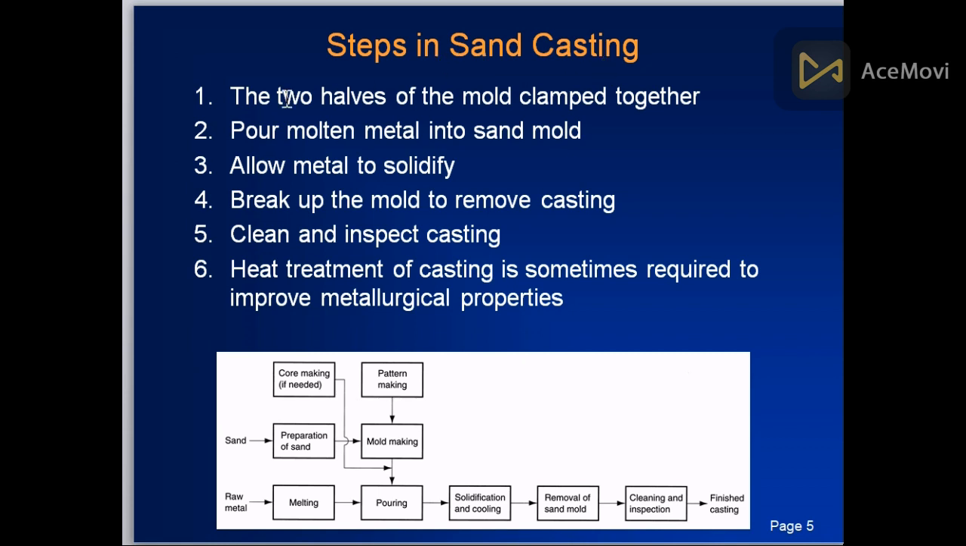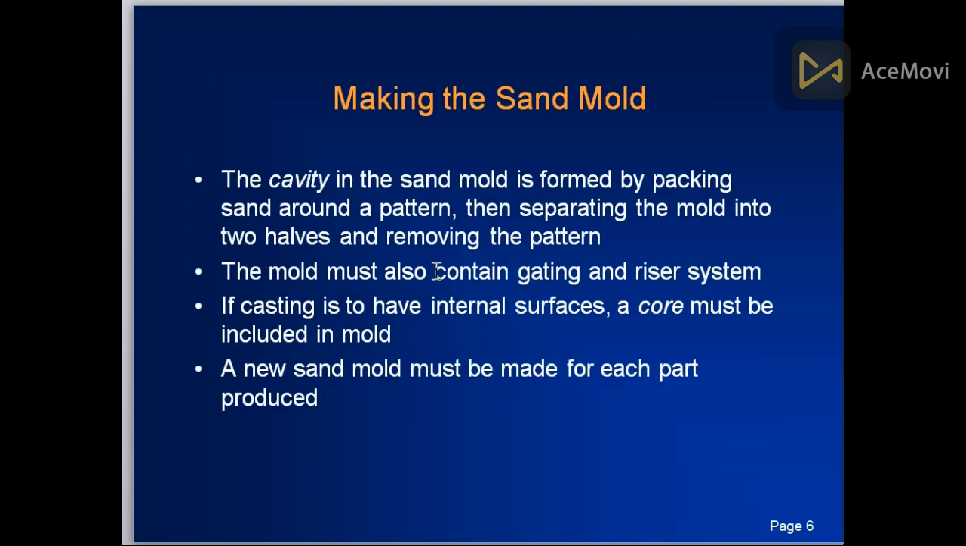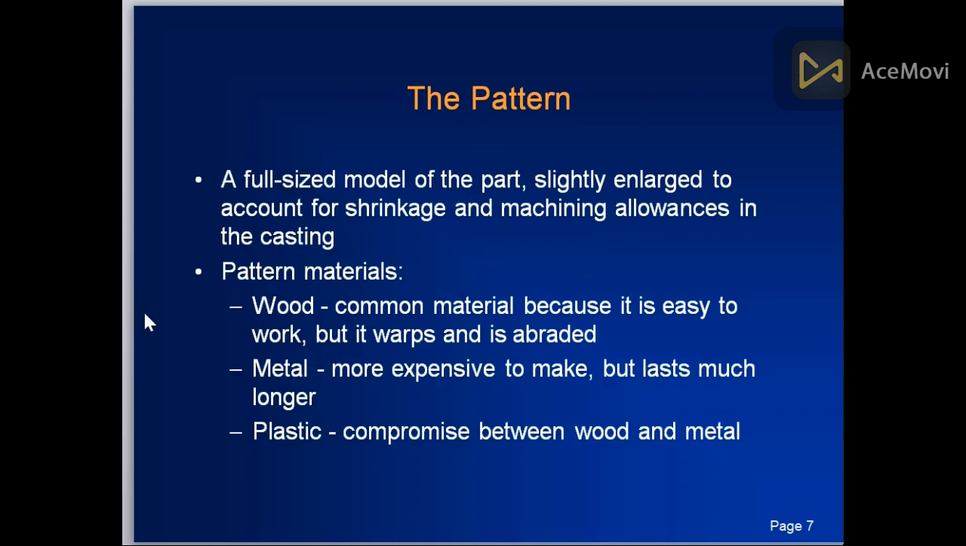Some steps in sand casting. The two halves of the mold are clamped together, pour metal into the sand mold, allow the metal to solidify, break up the mold, clean and inspect the casting, and heat treatment, sometimes required, but sometimes not. This process we discussed in detail. Making the sand mold, I have told this in a previous lecture.